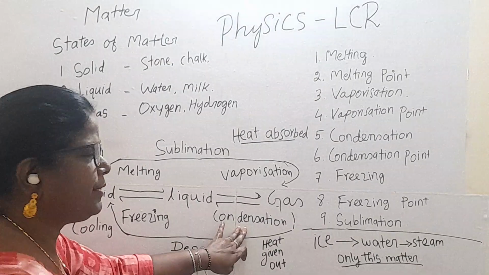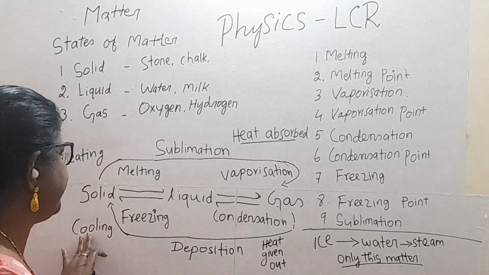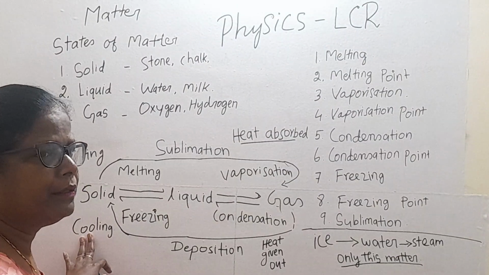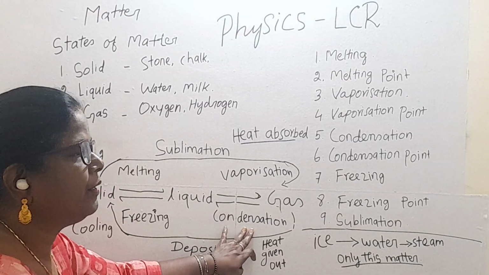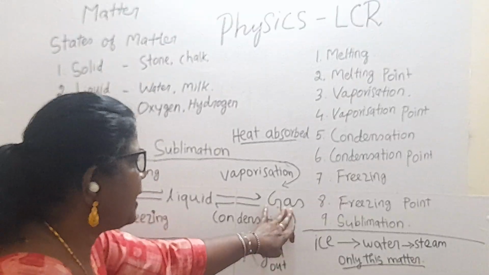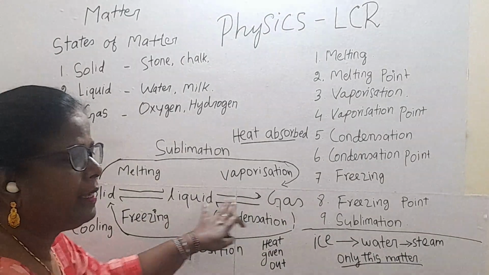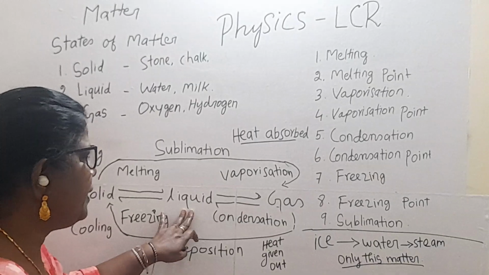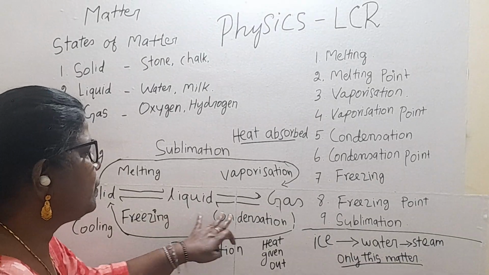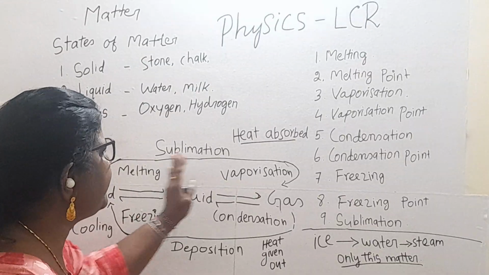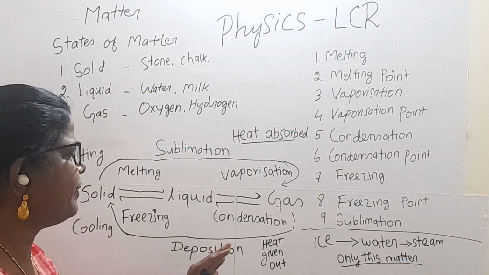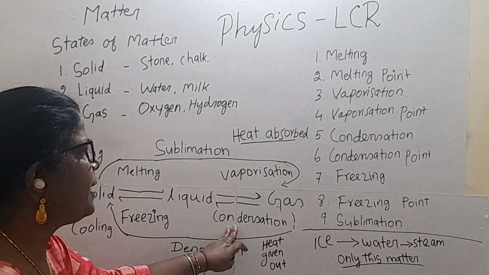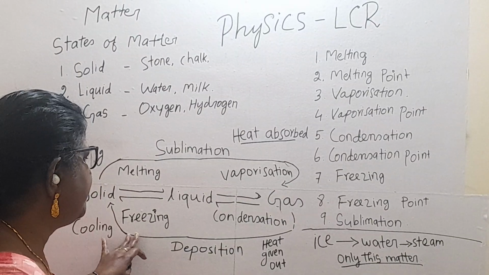So that is condensation. Condensation takes place due to cooling. Due to the cooling effect, condensation takes place. During the condensation, gas changes into liquid state. All this takes place at a constant temperature. So it is a condensation point.